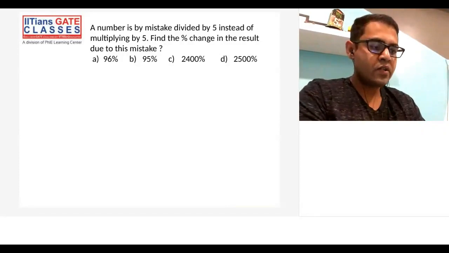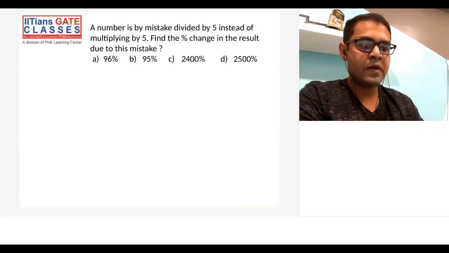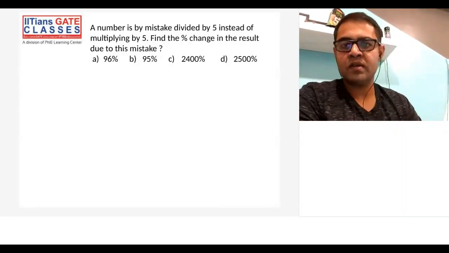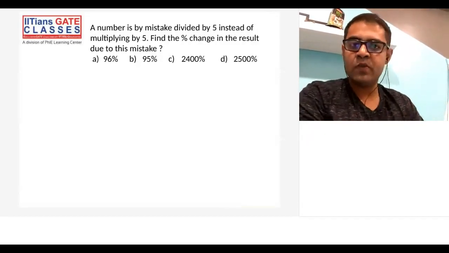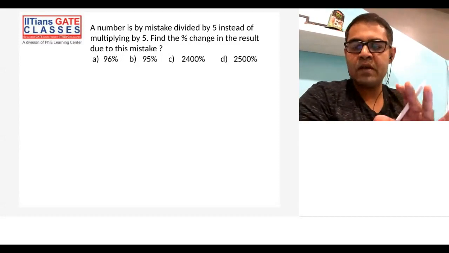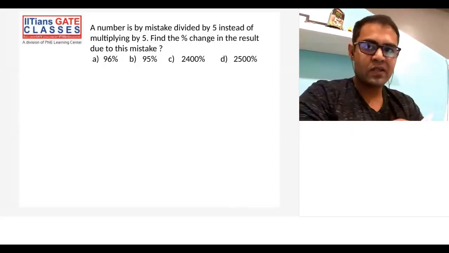So we'll read the question. The question says a number is by mistake divided by 5 instead of multiplying by 5. Find the percentage change in result due to this mistake. Percentage change in result. So please pause the video and try this question yourself. All right, I hope everyone tried the question. Now let's see the solution for this.